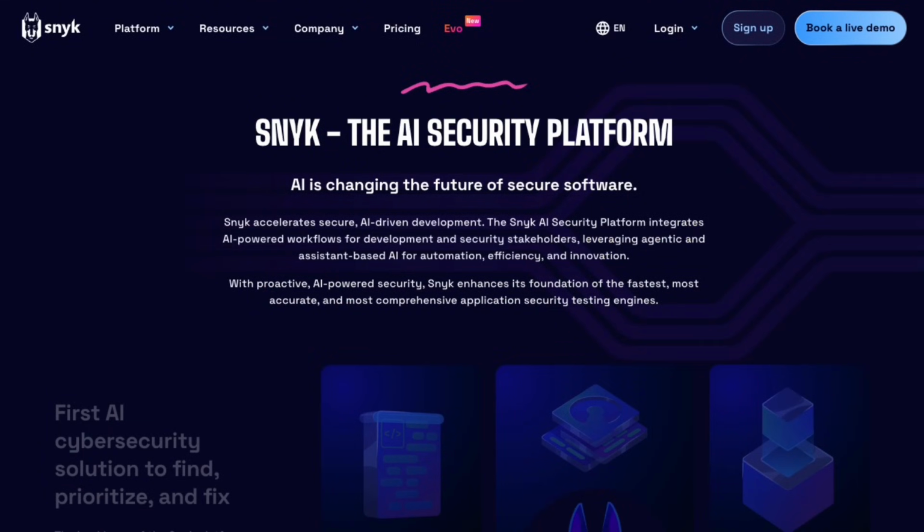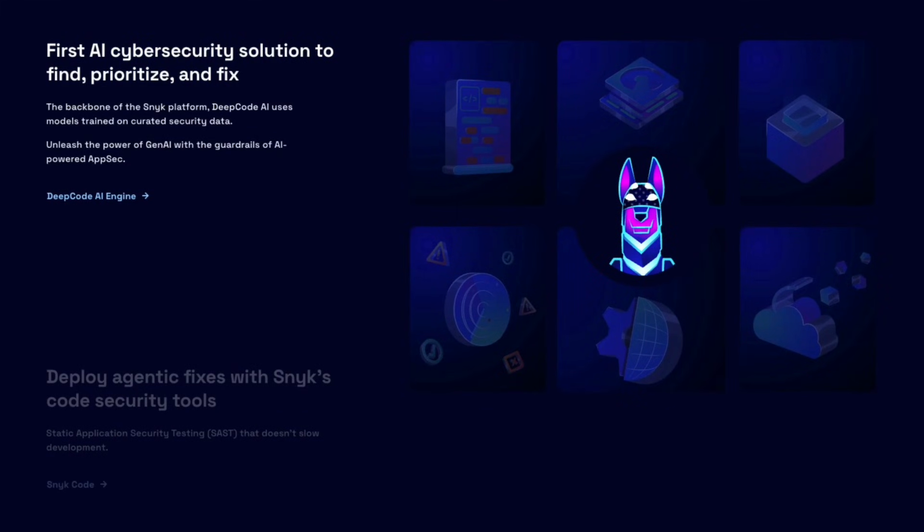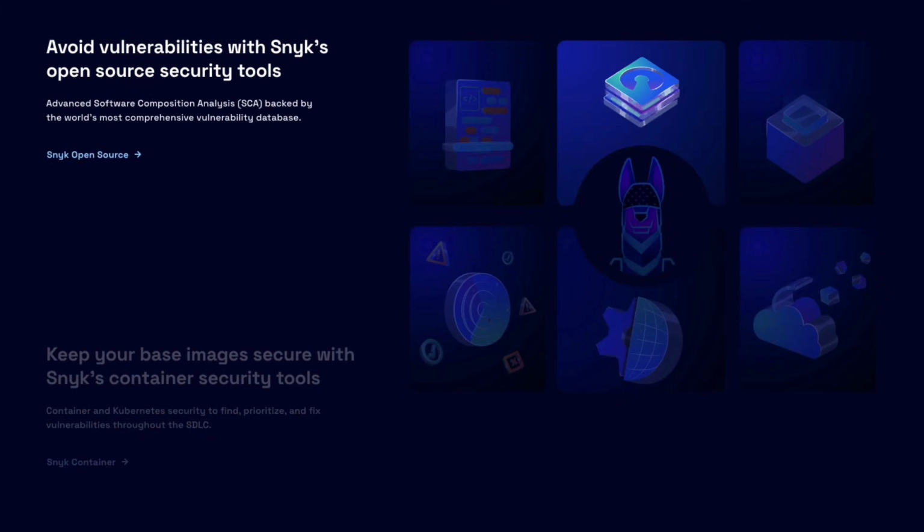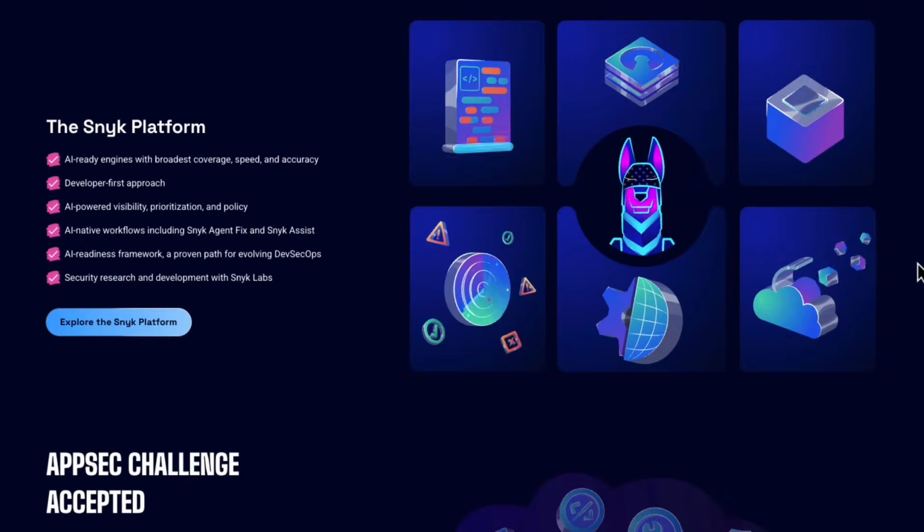Finally, let's talk security with Sneak. Sneak is less about code style and more about protecting you from shipping vulnerabilities. It covers application code, open source dependencies, containers, and infrastructure all from one platform. But even with perfect code reviews, production still breaks. Luckily, we've got AI tools for debugging too.